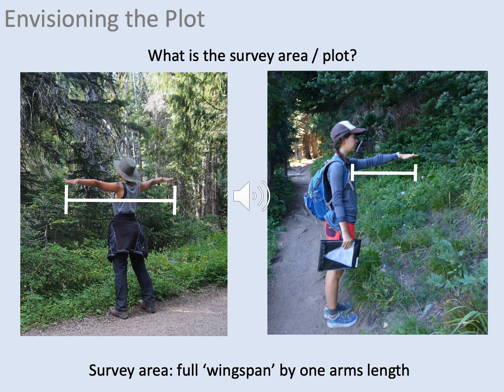Then reach one arm straight out in front of you toward the plot. This is your estimated plot depth. When you make your observations of phenophases, you should include everything growing within this rectangle.